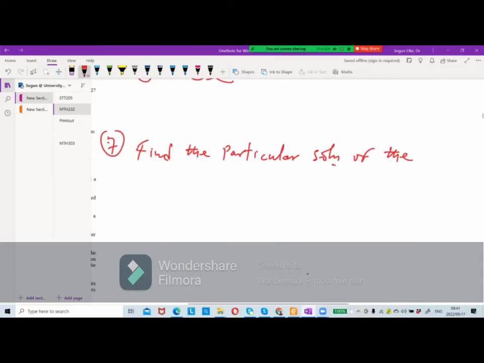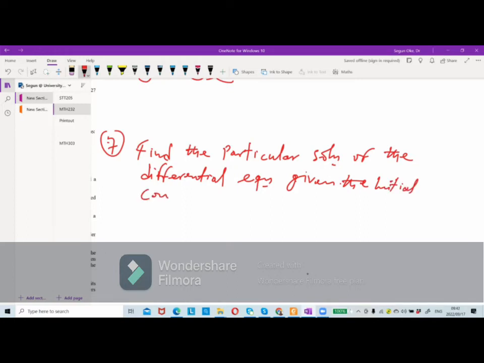So of the differential equation given the initial condition, given initial condition. Initial condition in this case, they just say, okay, look at the question.